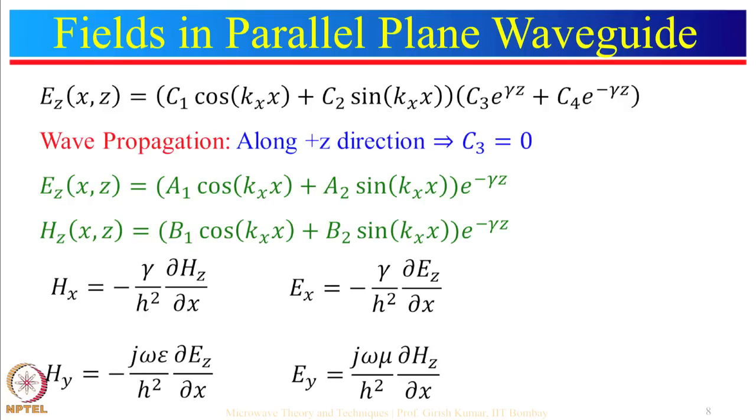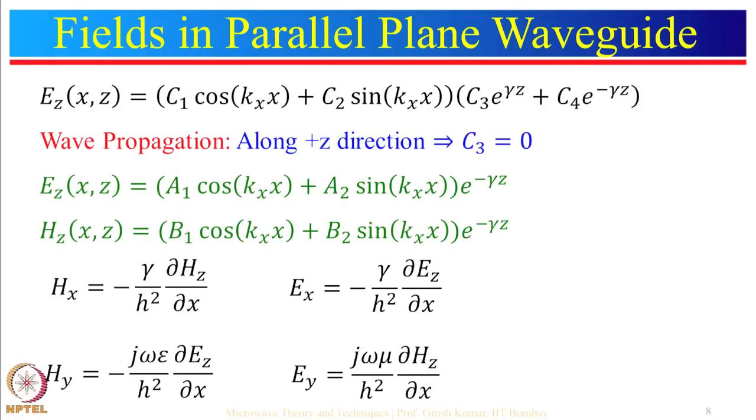Since we have considered the direction of propagation of the electromagnetic wave in the positive z direction, this term should be 0, so c3 will be 0. Now put c3 equal to 0 here, and then Ez reduces to c1 c4 cos kx x plus c2 c4 sin kx x, into e raised to minus gamma z, or we can write it as (a1 cos kx x plus a2 sin kx x) into e raised to minus gamma z. So this is how the longitudinal electric field is derived using the wave equation.